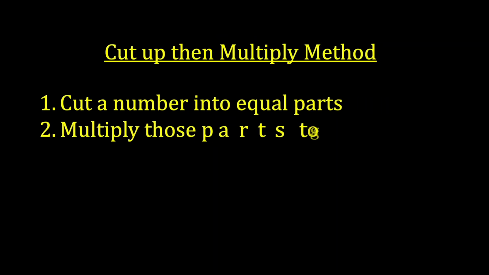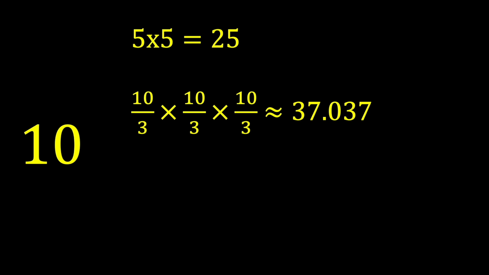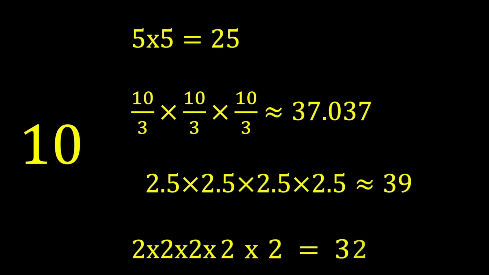Now an interesting exercise. Let's cut a number into equal parts and then let's multiply them. Let's take number 10 for an example. What we find is when the number we get after cutting it is closest to e, the product is the maximum. This happens because, stay tuned.